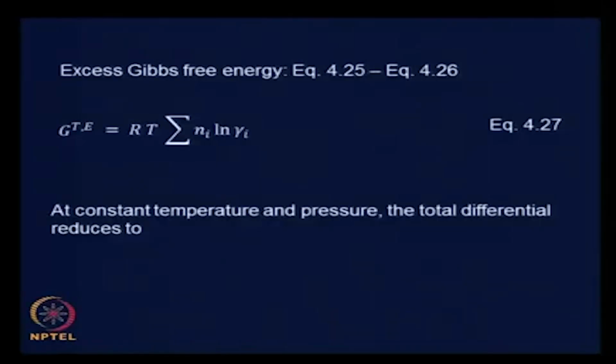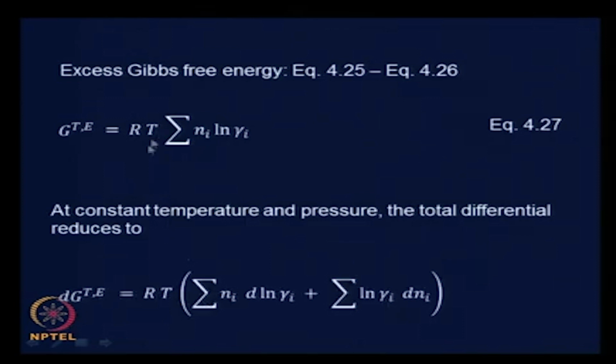Now, if we assume constant temperature and pressure, the total differential, that is d of G^TE, would become, RT is common, the temperature is a constant, therefore you can take RT out, and then by chain rule it is the sum over N_i d ln gamma_i plus ln gamma_i times dN_i. That is, first function into derivative of the second function plus second function into derivative of the first function. You do that for each, and therefore you need to sum it over all i terms. Let us call that equation 4.29.